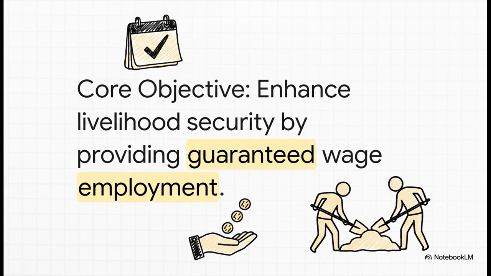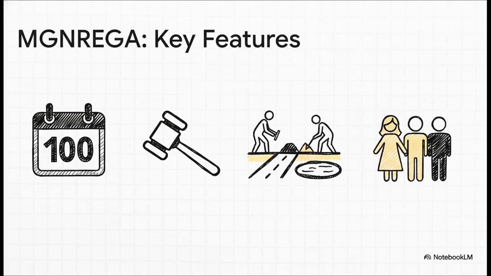At its heart, the main goal here is to give a basic level of livelihood security, a safety net, by guaranteeing people paid work. Okay, if you remember one thing about MGNREGA, remember this. It is a legal right. This isn't a government favor. It's the law. It's demand-driven, which means if you ask for work, they have to provide it.